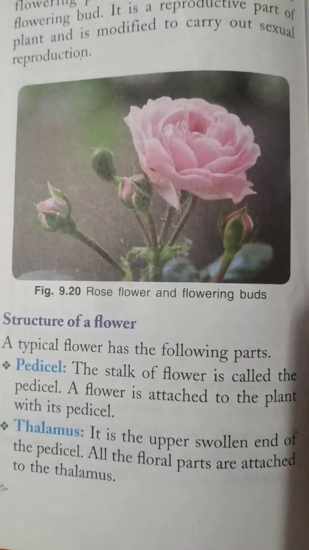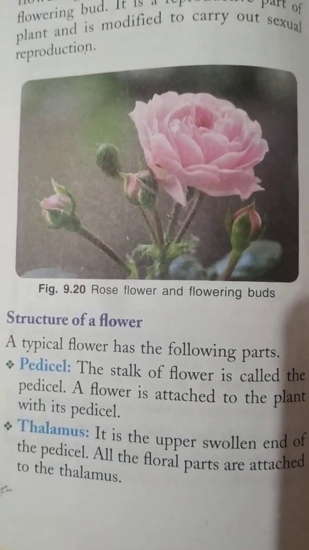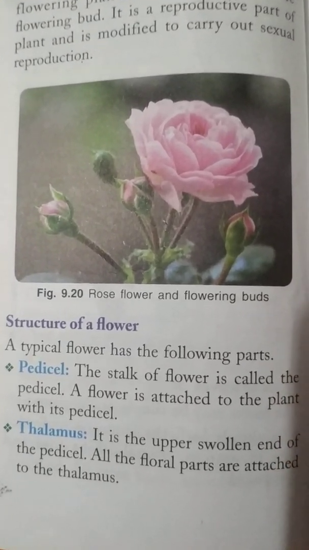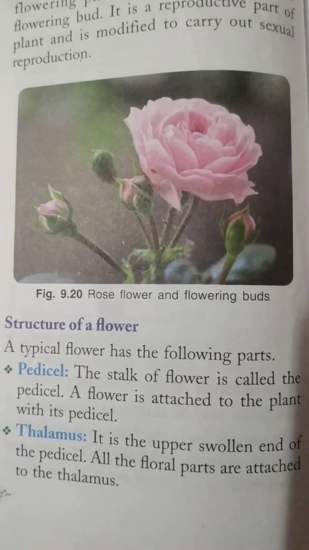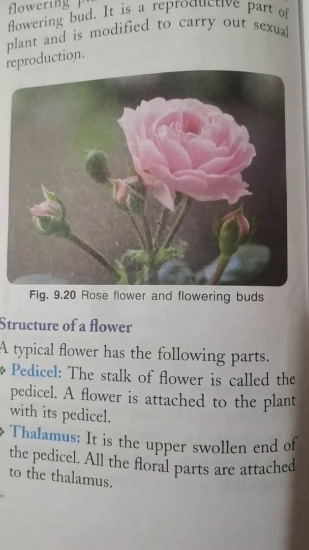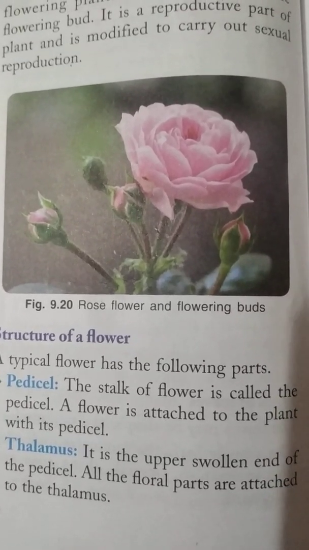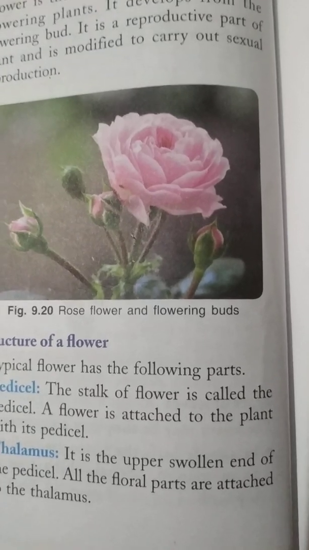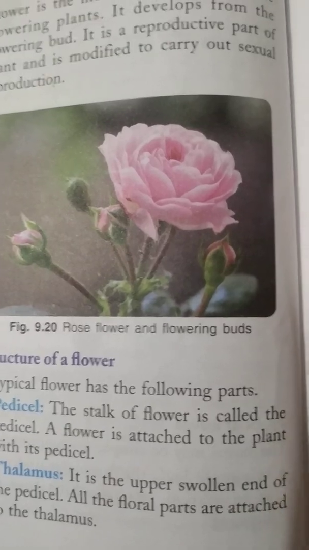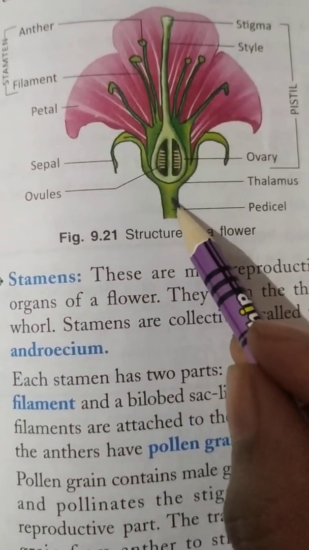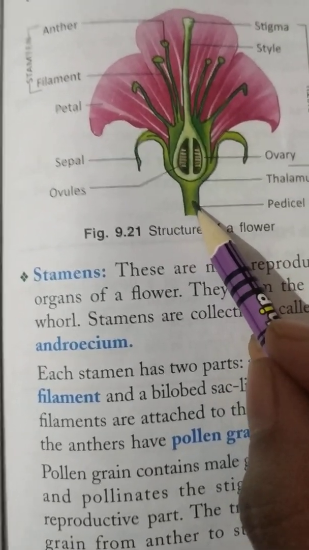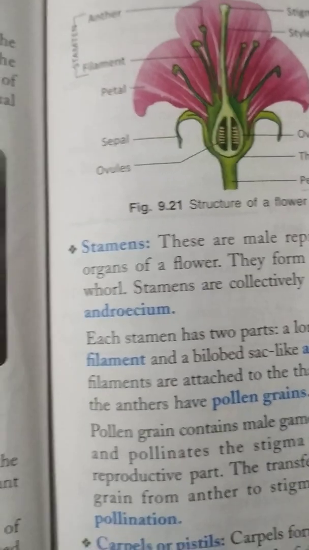So now we are going to discuss the structure of a flower. Basically, a flower has four main whorls. A typical flower has the following parts, that is pedicel. Pedicel is the basic stalk of the flower, the part that helps the flower attach to the stem. This part is called pedicel.